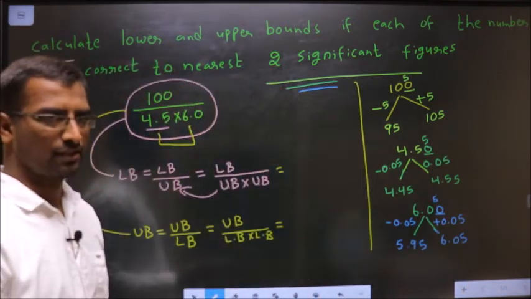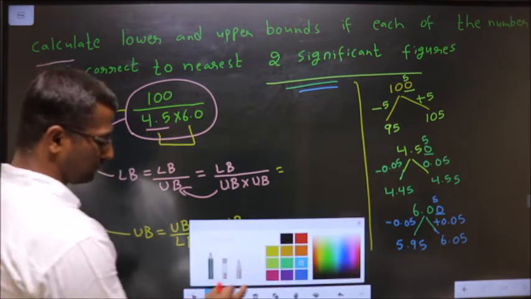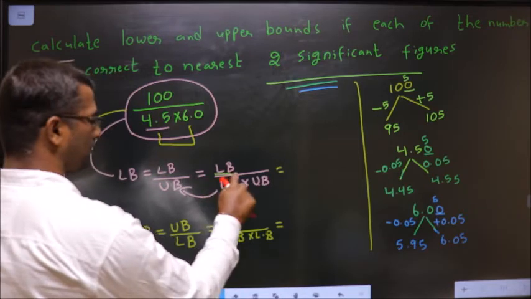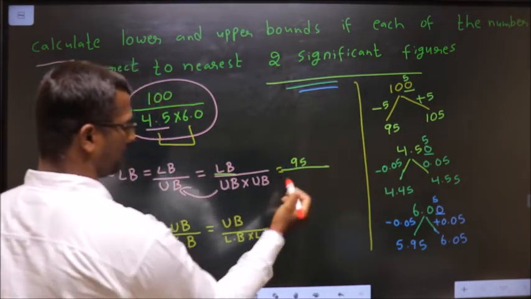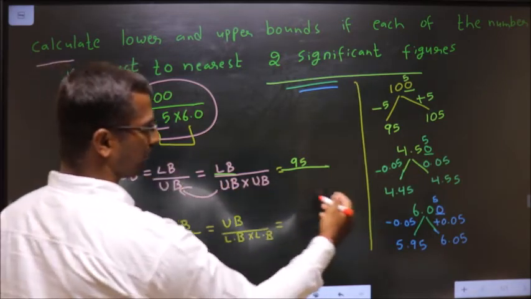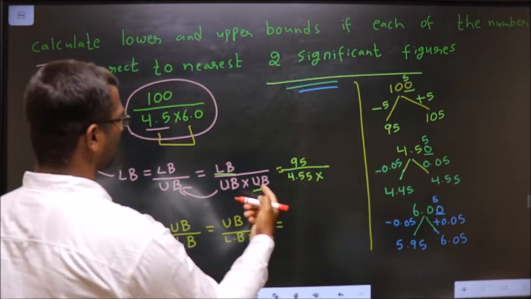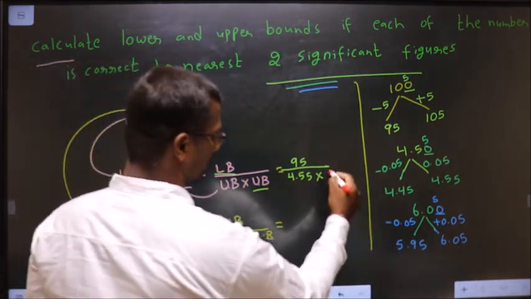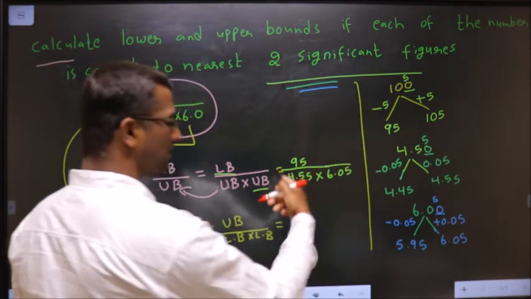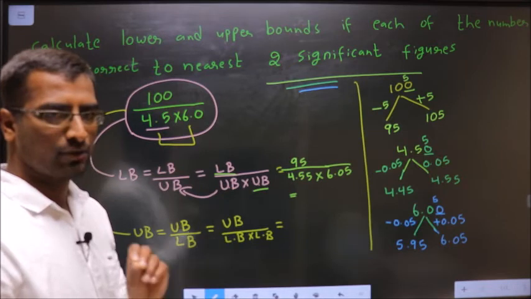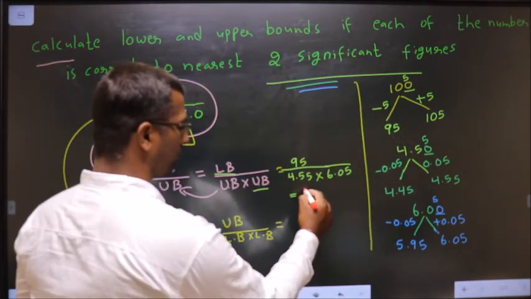Clear? Okay. Now replace the values here. So the lower bound of 100 is 95 by the upper bound of 4.5 which is 4.55 into the upper bound of 6.0 which is 6.05. Now put this entire thing at once in the calculator. You get the answer to be 3.45.